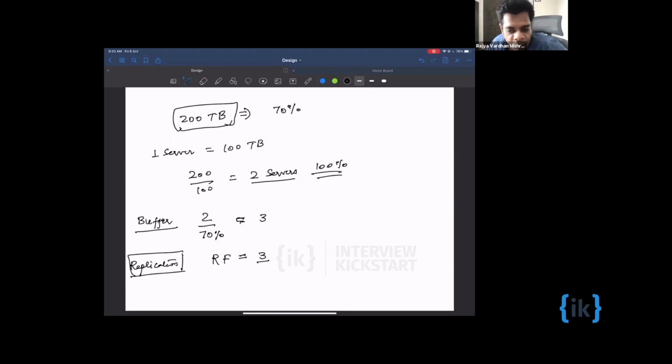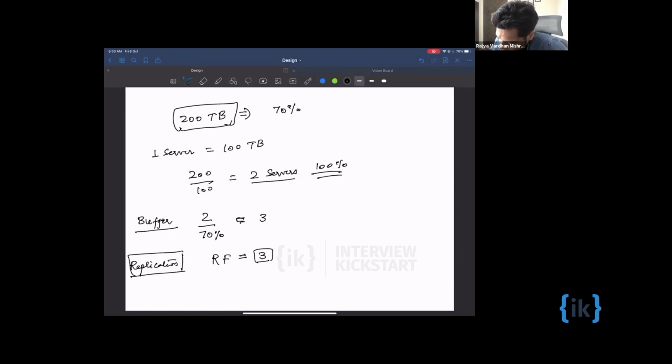So for the purpose of an interview, 3 is fine, unless the discussion with your interviewer goes to some other tangent about extra reliability or some kind of multi data center applications. In those cases, you can think about some other numbers as well. But 3 is a good number.